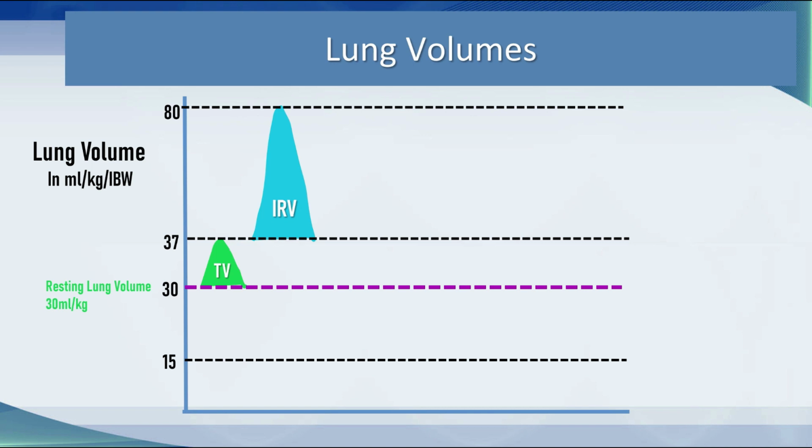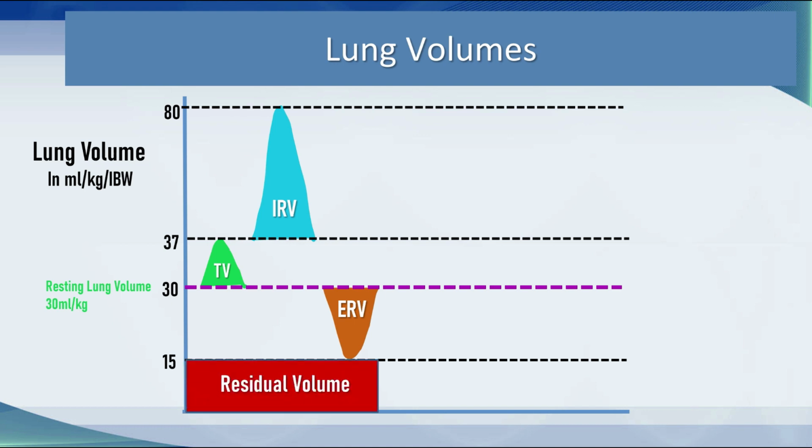And what we're going to do is we're going to get our patient to exhale as hard as they can, and they will exhale out approximately 15 mils per kilo until they can't get any more gas out. So roughly twice as much gas can be pushed out of the lungs at the end of a normal tidal volume than you normally take in a tidal volume. And this is the expiratory reserve volume. And what's left in the lungs at the end of that is the residual volume. And that is also about 15 mils per kilo.